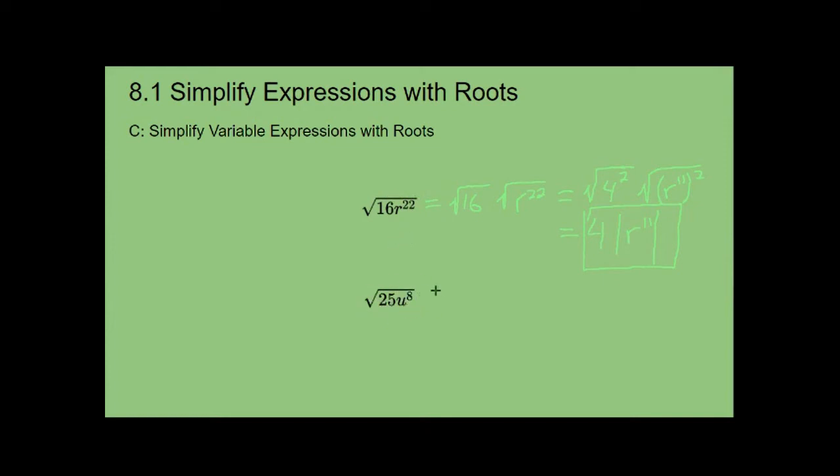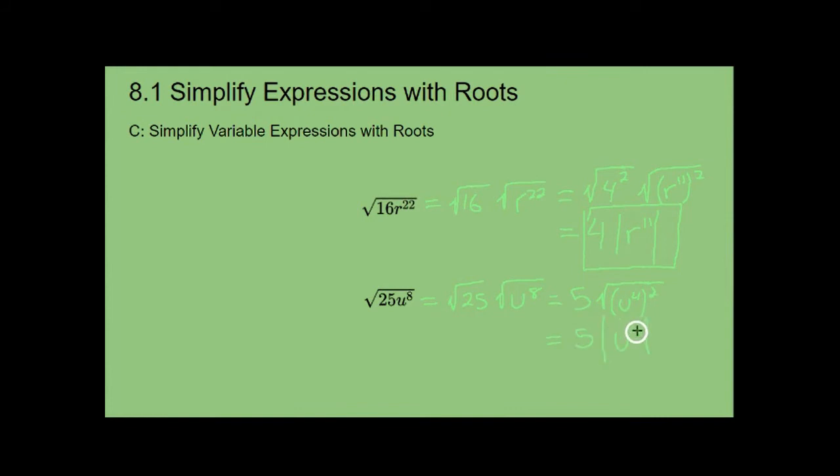Let's do this one down here. So we can split those apart. We can say the square root of 25 times the square root of u to the 8. And I know that the square root of 25 is 5, so I'm going to go ahead and simplify that. And then I'm going to rewrite the square root of u to the 8 as the square root of u to the 4th squared. So now I'm taking the square root of something squared, and I know that that's going to be 5 absolute value of u to the 4th.